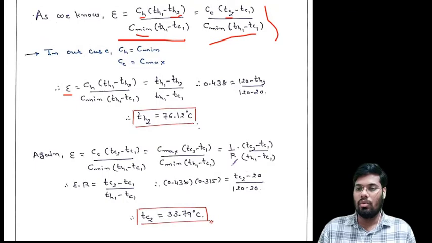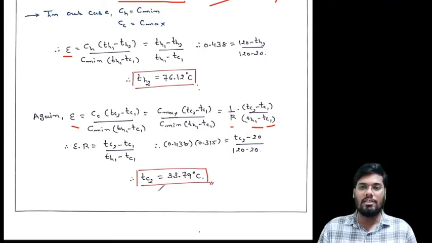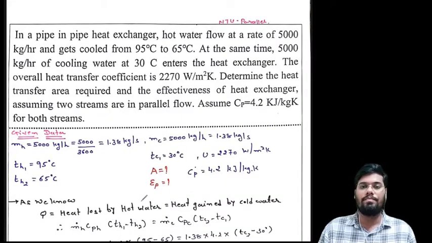In this equation, we know the value of R, we know the value of effectiveness, we know the inlet conditions TH1 and TC1. So the only unknown is TC2. So we can easily find out the value of TC2 by putting in all other values. So this is how we can find out the outlet temperatures of hot fluid and cold fluid by using the NTU method. Let's move to one more question.